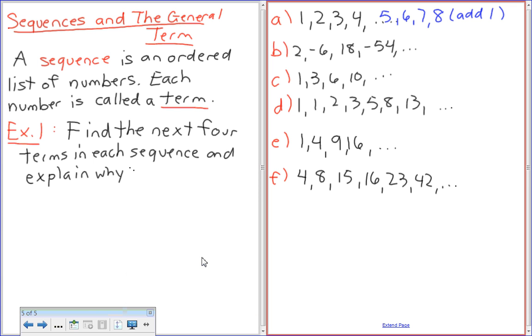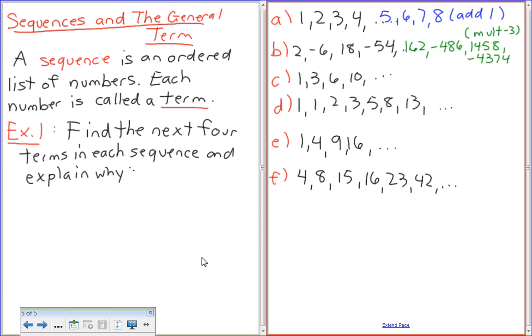Let's start with letter B. What's the pattern, first of all? Good. So we're going to multiply this one by -3. Did you get the last 4 numbers? 162, -486, 1458, and then 4374.